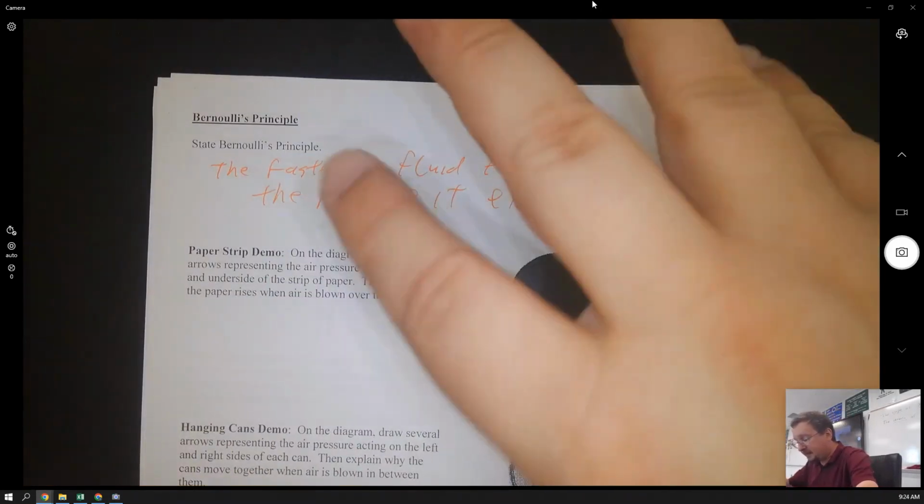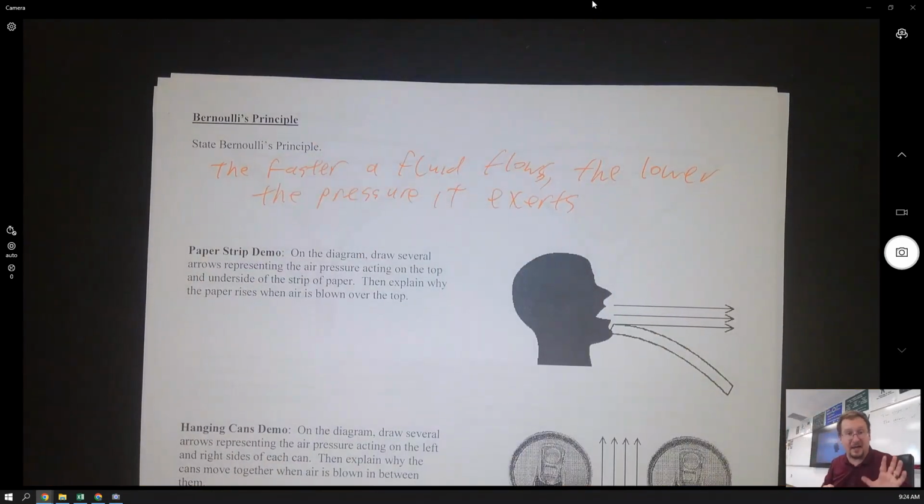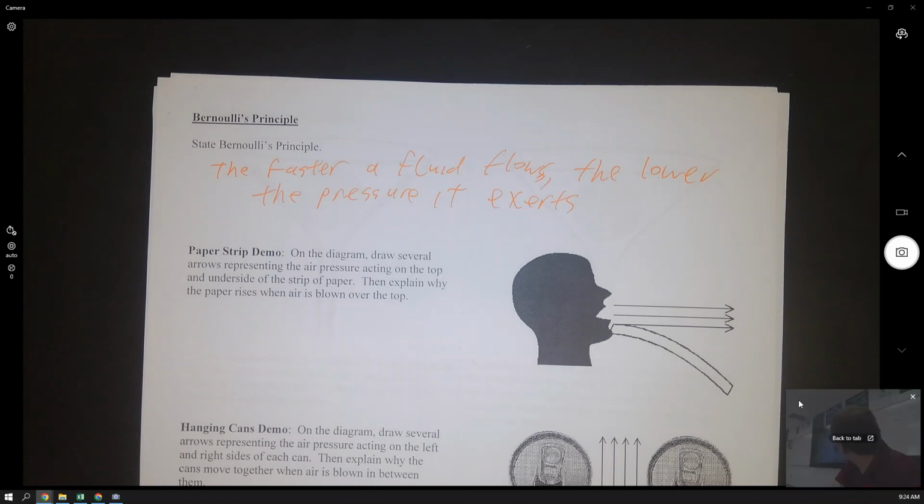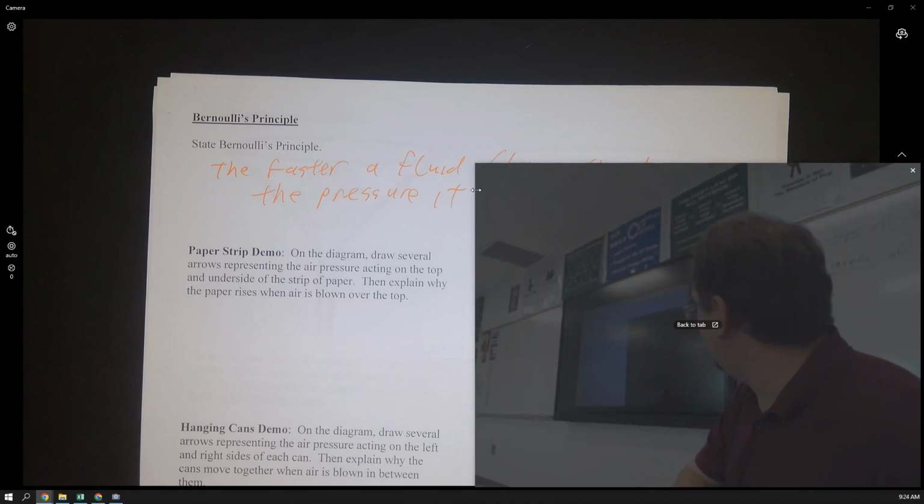Okay, so these demos, add to these demos if you can think of some other better ones or find some on YouTube. Look up Bernoulli's principle demos. They're all really, really good stuff. This one's a classic, although I have been told that this is not actually Bernoulli's principle. I'm going to show it to you anyway because it looks good enough for me.